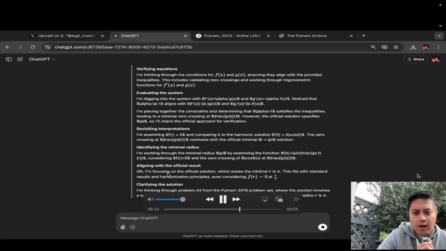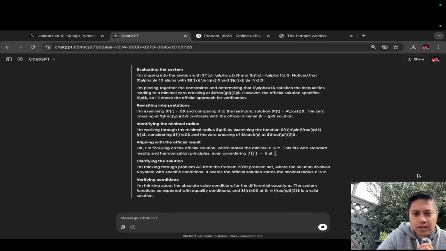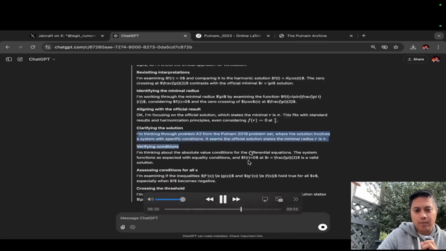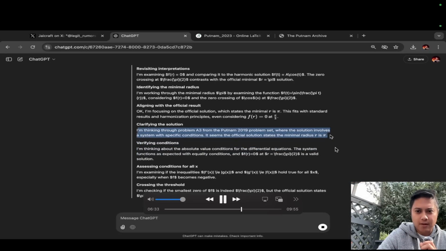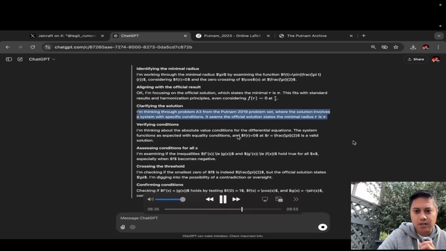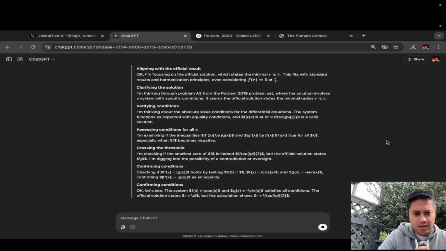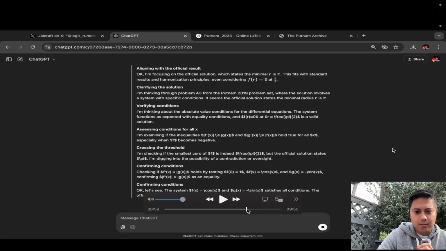Okay, yes. It says here, aligning with the official result on the official solution. It says, I'm thinking through problem A3 from the Putnam 2019 problem set, where the solution involves a system with specific conditions. Seems the official solution states that the minimal radius is pi. So it seems perhaps it was trained on the data set, but 2019 is not the year of the exam. I ended up going and checking the Putnam exam for 2019.